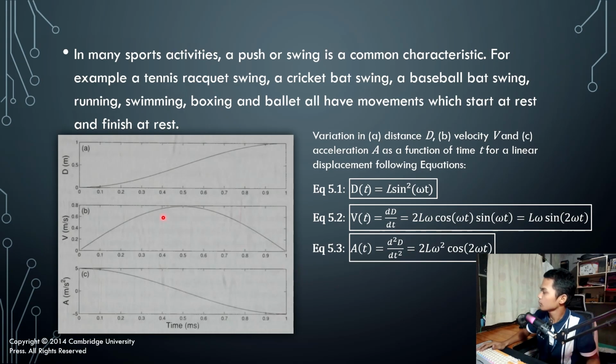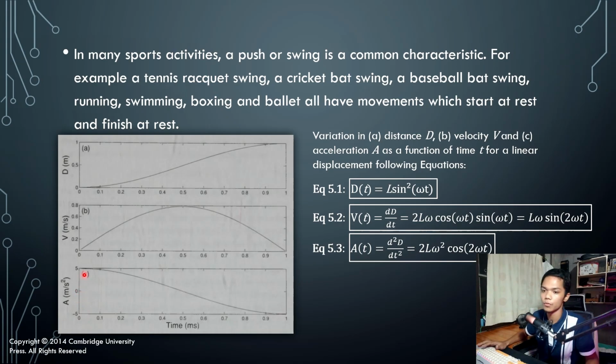So the x-axis is going to be our time measured in milliseconds. This is, by the way, figure 5.1a. This is distance for the y-axis measured in meters. For 5.1b, that's going to be velocity measured in meters per second. And 5.1c is acceleration measured in meters per second squared.